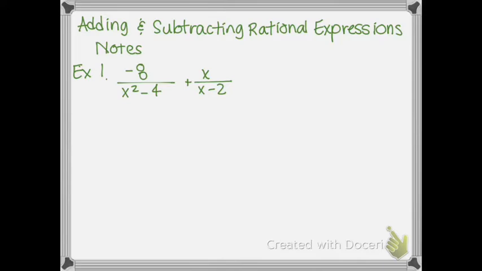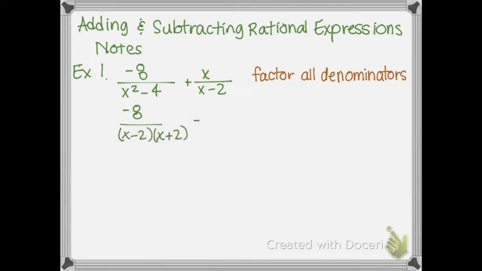When we add or subtract rational expressions, we need a common denominator. So the first thing we're going to do is factor all denominators. Just the denominator. If the numerator can be factored, don't do it. That's a difference from multiplying and dividing rational expressions. We're only factoring the denominators in these problems. So doing that, we're going to get x minus 2, x plus 2, because that's a difference of 2 squares.